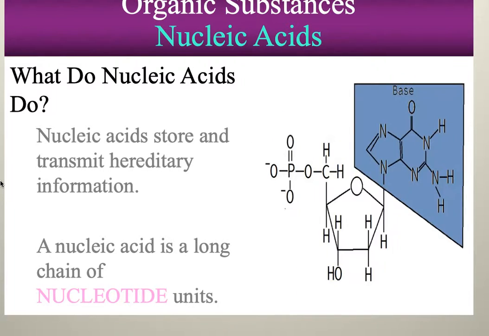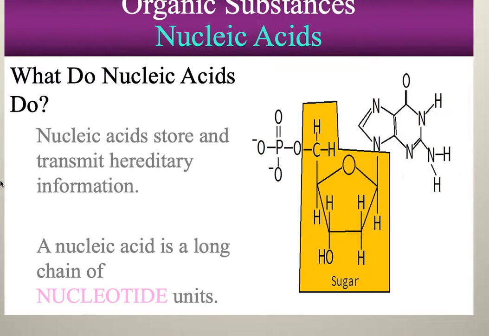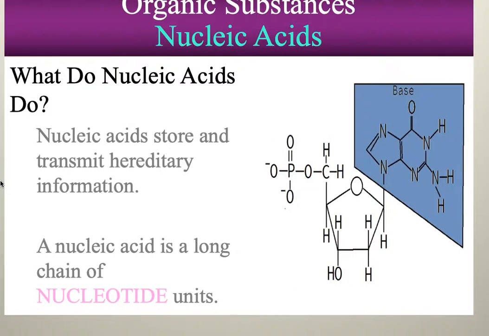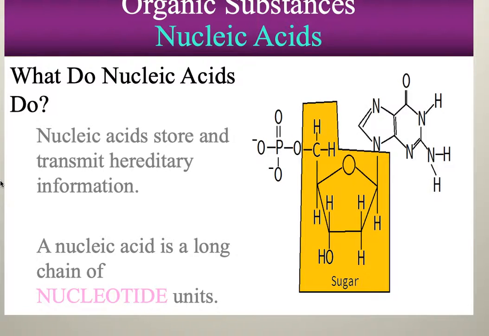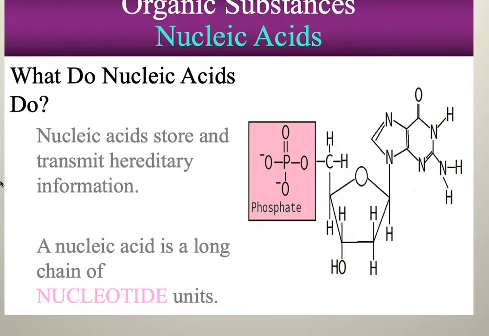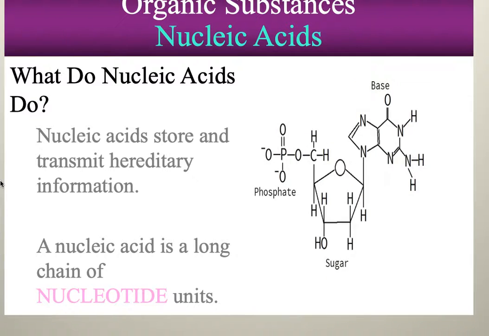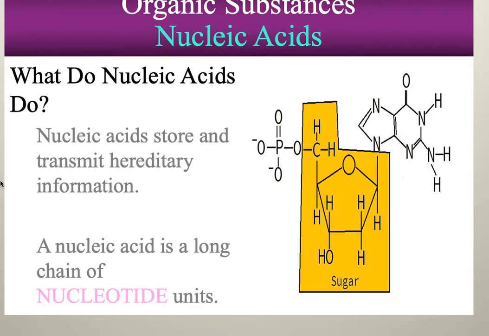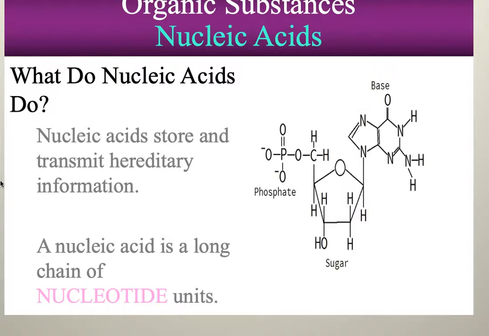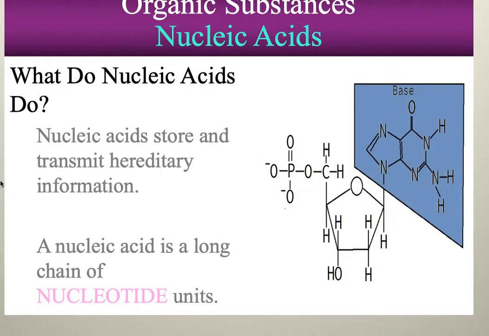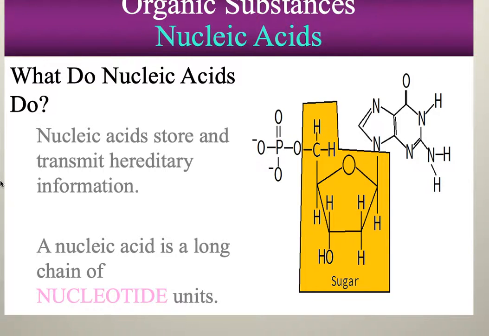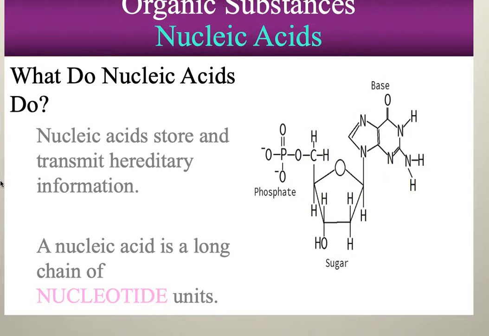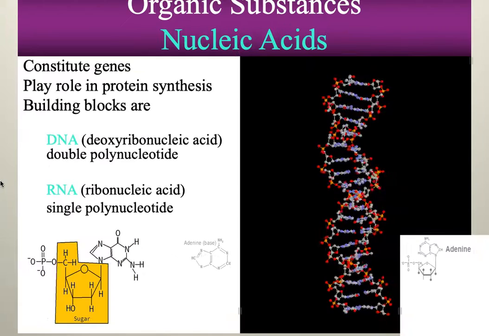Last big molecule in our bodies are nucleic acids. I don't spend a lot of time on this because DNA is the ultimate nucleic acid. We're going to talk about that later this year. The monomer for a nucleic acid is a nucleotide. Nucleic acids have carbon, hydrogen, and oxygen. They also have nitrogen, but the big thing that they also have is phosphorus. And that's what separates out a nucleotide from an amino acid. Remember, amino acids have carbon, hydrogen, oxygen, and nitrogen. The nucleic acid has all those things and a phosphorus as well.